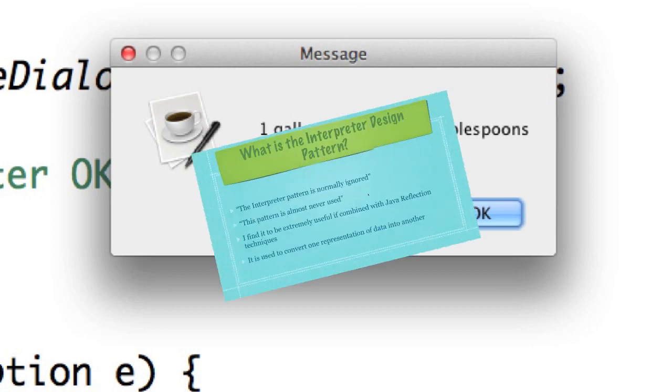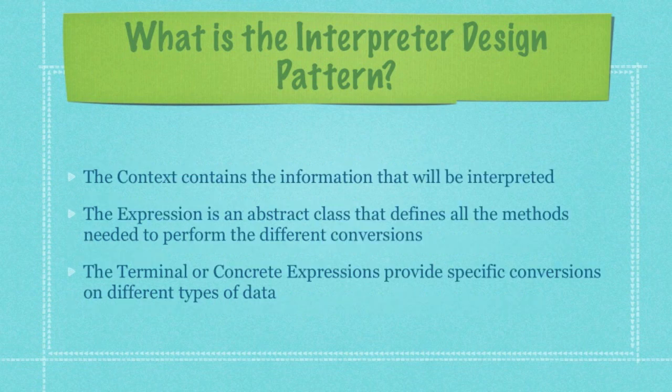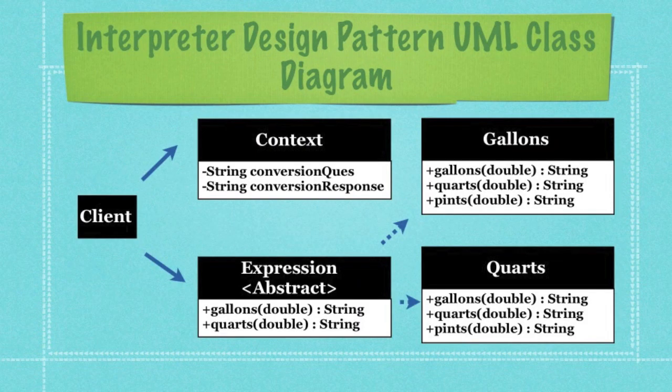So like I said before, I find it extremely useful if used in connection with Java Reflection techniques, and pretty useful in general. It is basically just used to convert one representation of data into another representation of data. You're going to have mainly 3 pieces, and this all comes from the Gang of Four book to a certain extent. You have the context, which contains all the information that is going to be interpreted. You have the expression, which is going to be an abstract class that defines all the methods needed to perform the different types of conversions. And then you're going to have the terminal or concrete expressions, which provide very specific conversions on different types of data. So let's look at this in a UML class diagram.